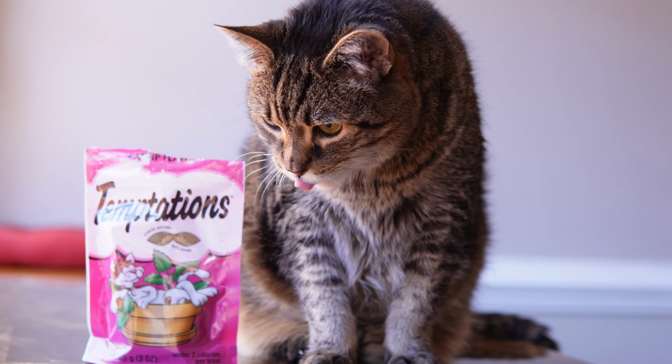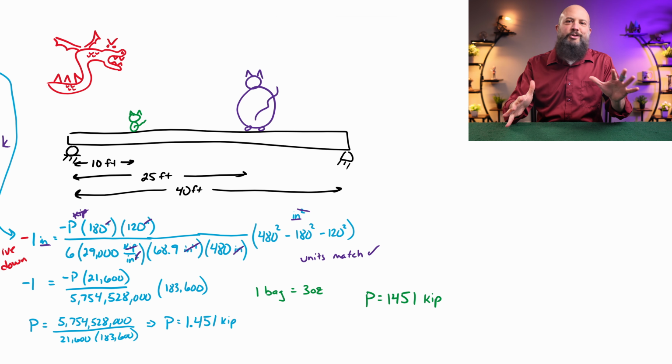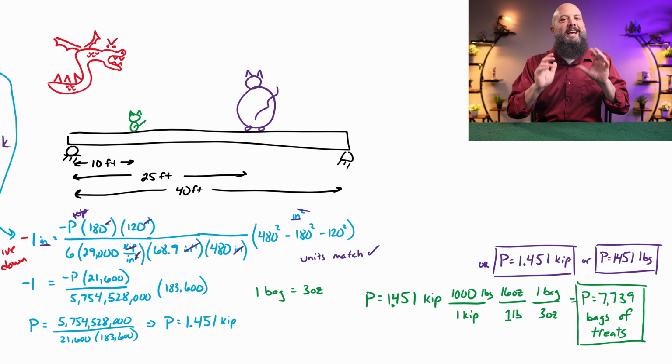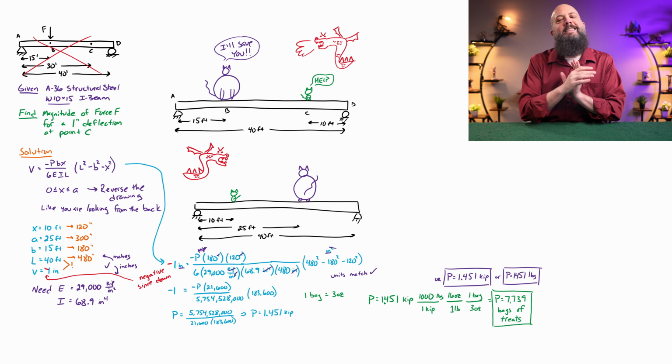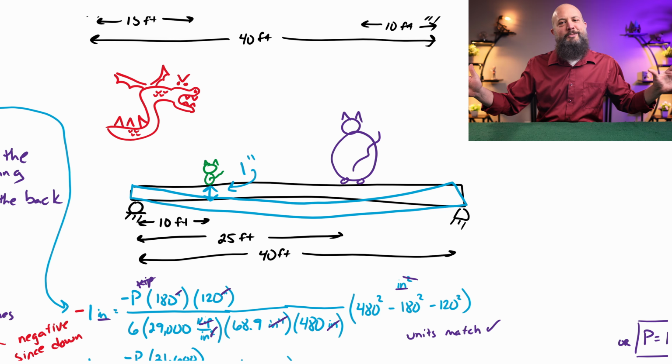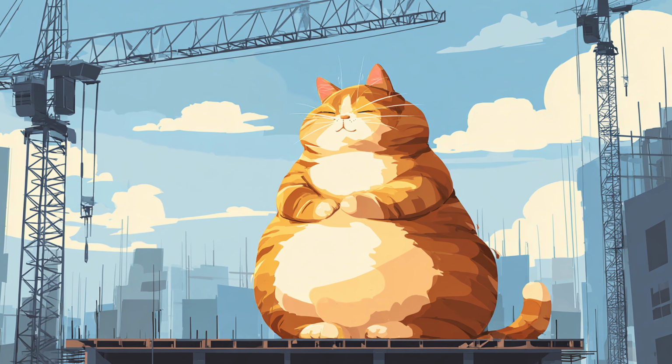So if one bag of snacks is 3 ounces, then if TA Serenity can scarf down 7,700 bags of snacks in time before the dragon arrives, then your TA Indiana will be perfectly safe. And your TA Serenity is a machine, so I have no doubt that she'll be able to accomplish this. I hope you had fun with this video. I hope you learned something, and good luck on your next test.